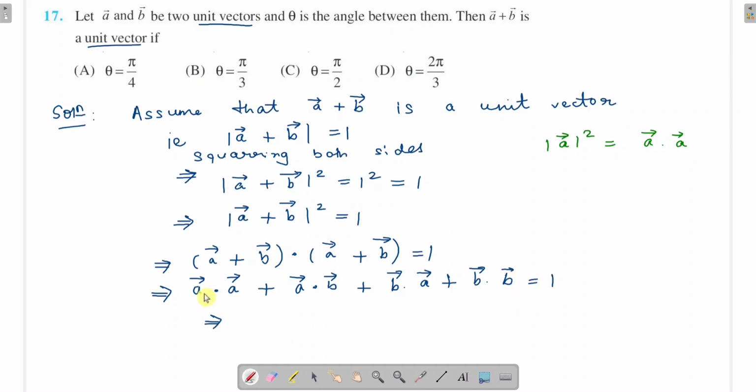So this implies a bar dot product a bar, which is magnitude of a bar square from this formula, plus a bar dot product b bar, plus, since dot product is commutative, we can write b bar dot product a bar as a bar dot product b bar, plus b bar dot product b bar, which is equal to magnitude of b bar square, equal to 1.